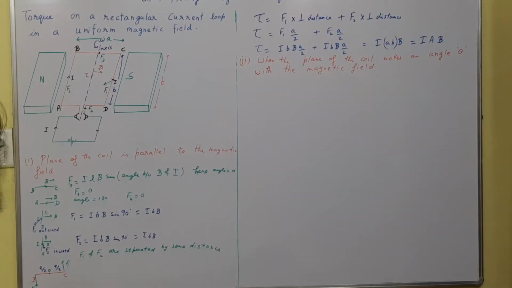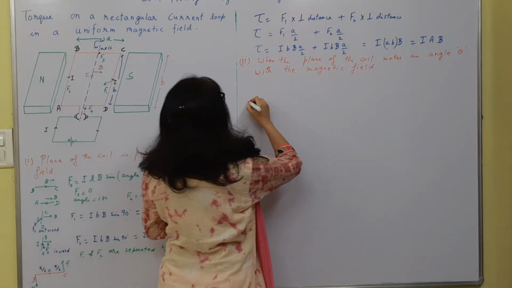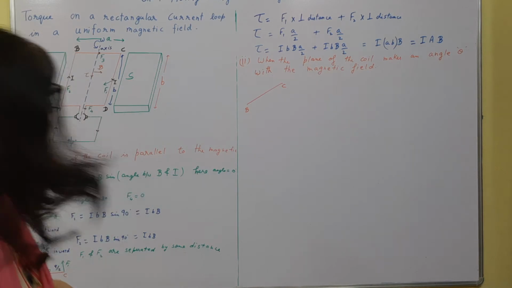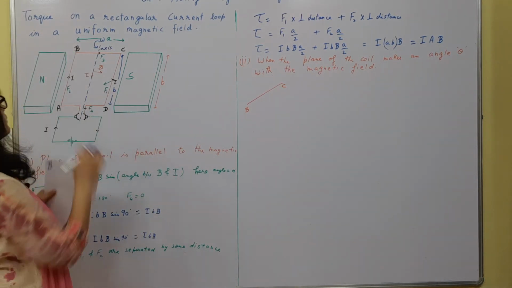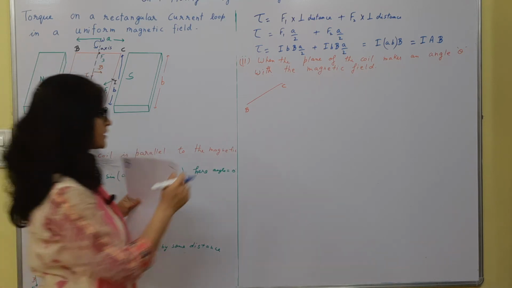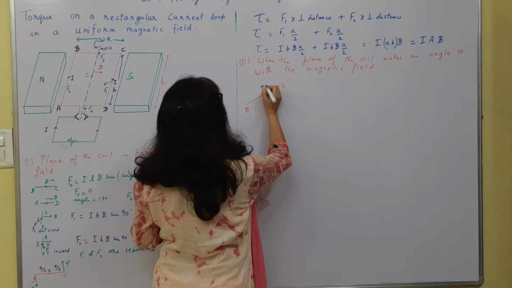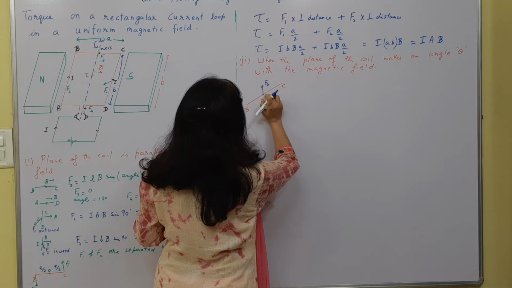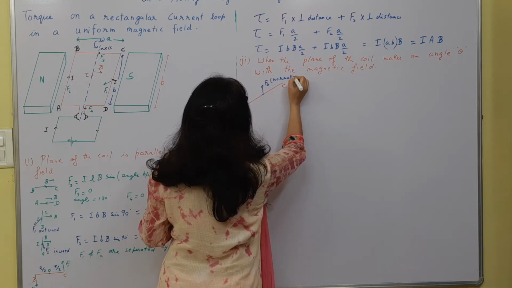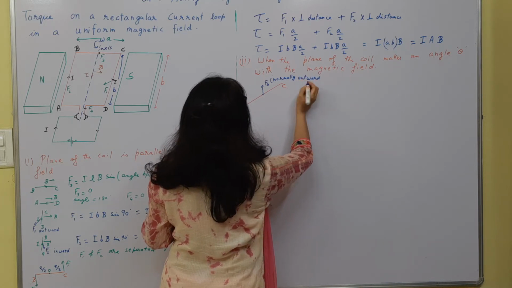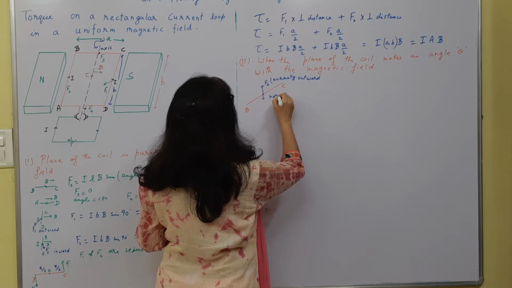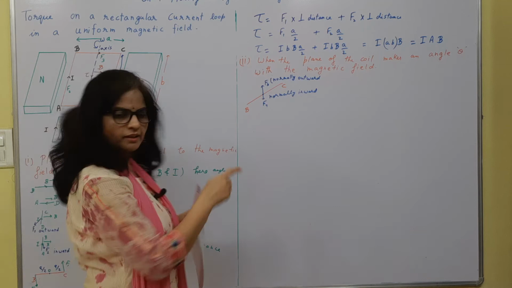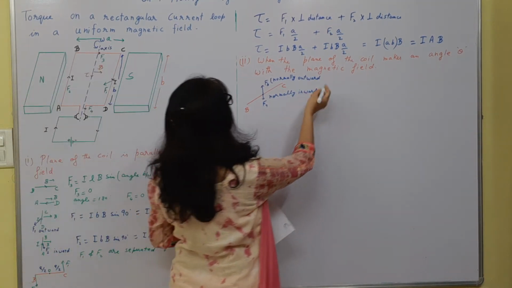So if you look at the top view of the coil, this will be like this. Now B, C. In this case there will be some forces F3 and F4 also, but F3 and F4 will be collinear. Sorry, in this figure I can't draw this. This is normally outward and this is normally inward, and these are on the axis of rotation.